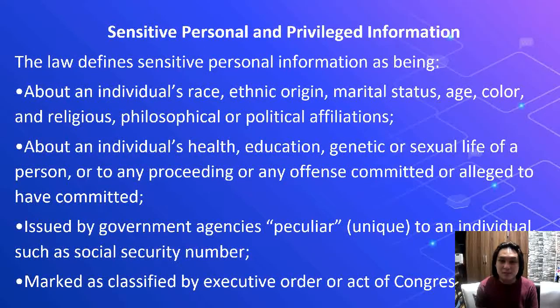Sensitive personal and privileged information: the law defines sensitive personal information as being about an individual's race, ethnic origin, marital status, age, color, and religious, philosophical or political affiliations. Other than that, it covers information about an individual's health, education, genetic or sexual life, or any proceeding for any offense committed or alleged to have been committed. It also covers information issued by government agencies peculiar or unique to an individual, such as social security numbers, and information marked as classified by executive order or act of Congress.